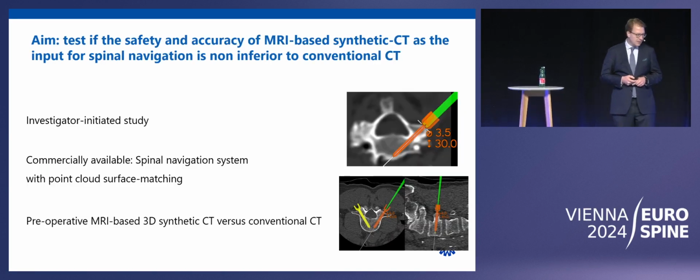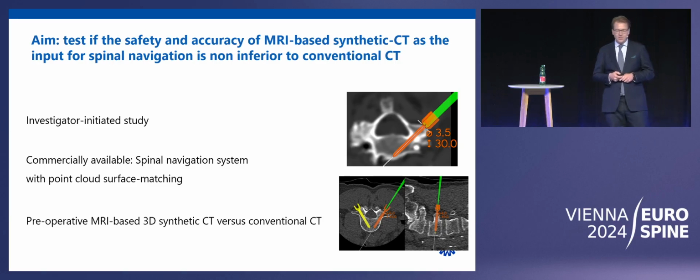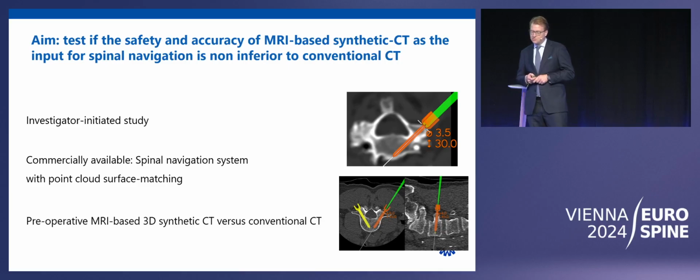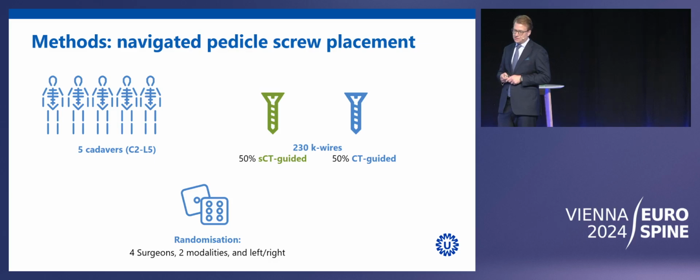So what we did is to test if actually this imaging can also be used for spinal navigation. So we tested the safety and the accuracy of MRI-based synthetic CTs as the input for spinal navigation, and whether that is non-inferior to the conventional CT as the input. So those were investigator-initiated studies. Of course, we had to collaborate with some companies to test it. We used commercially available spinal navigation systems with the point cloud surface matching, because that is completely radiation-free. And we compared the preoperative MRI-based 3D synthetic CTs to conventional CTs.